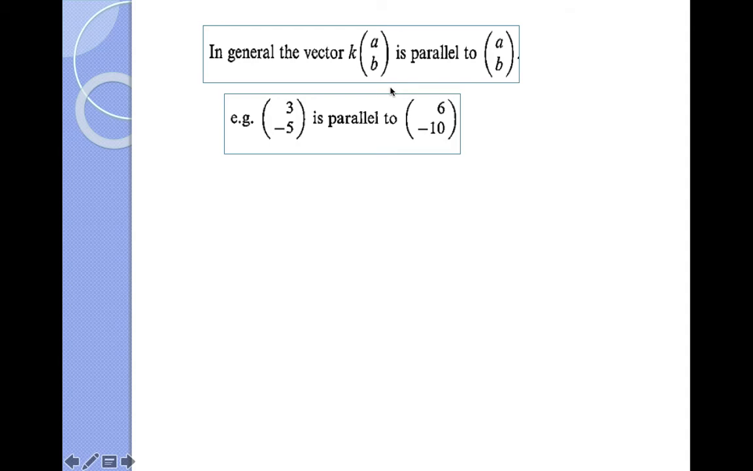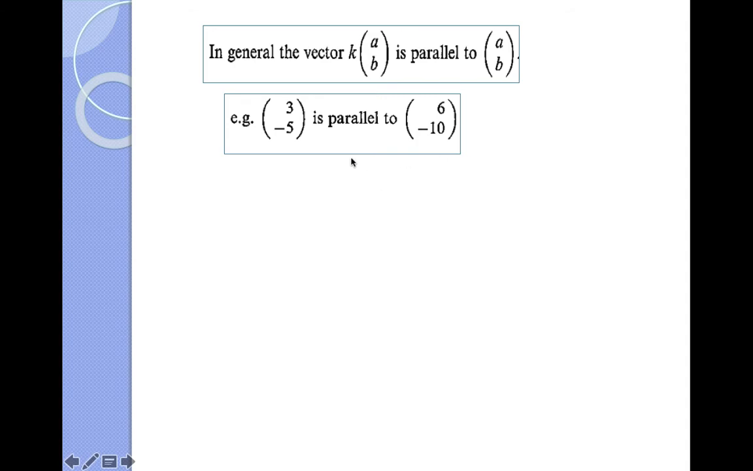I have given here an example for your better understanding. Here the components of the first vector are 3 and negative 5. The example says 3, negative 5 is parallel to 6, negative 10. Students, please keep your textbook open. This is an example question from your textbook I have taken, so you can refer to your textbook also. I will show you the working, because that is not fully done in the textbook. So here 3 and negative 5 is parallel to 6 and negative 10. That is what is given in the example.